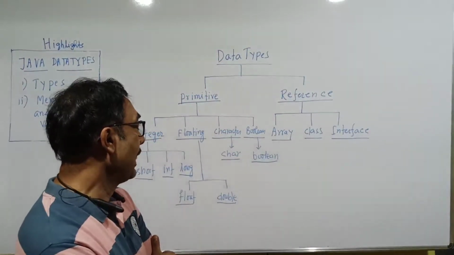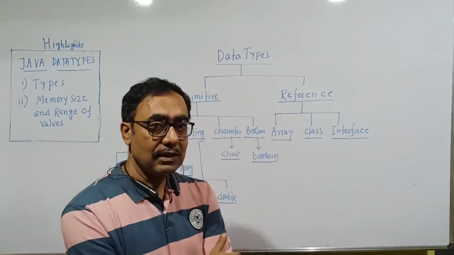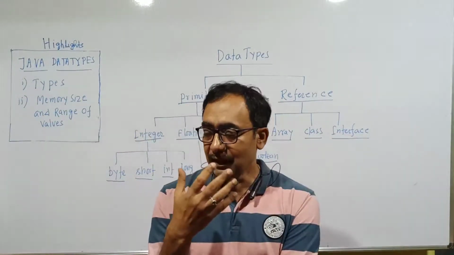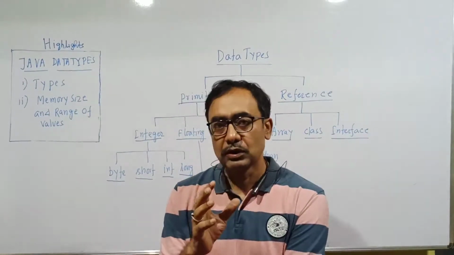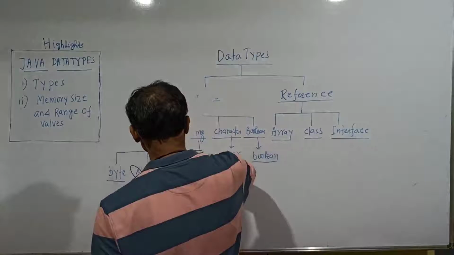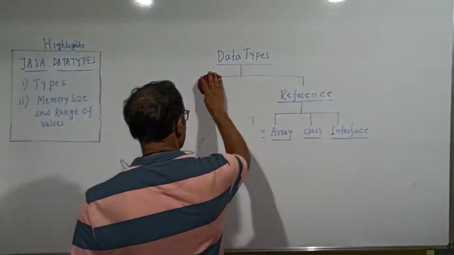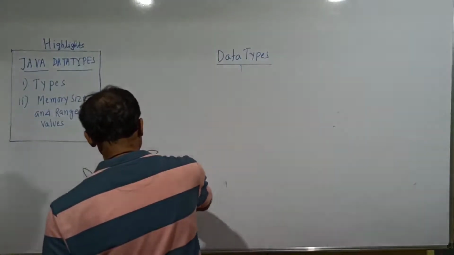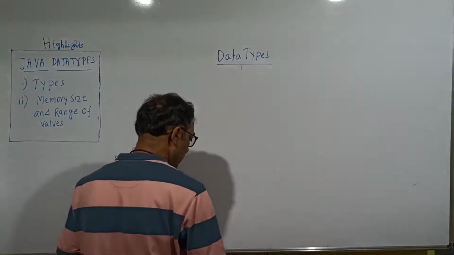Now we will see the memory size and the range of values for each of these primitive data types. For that purpose we will find another chart, and through that chart we will see how these data types have their size and range. So let's find the chart first. Here we found that there are 8 primitive data types. Let us write down all these 8 primitive data types in sequence so that you can remember them properly.